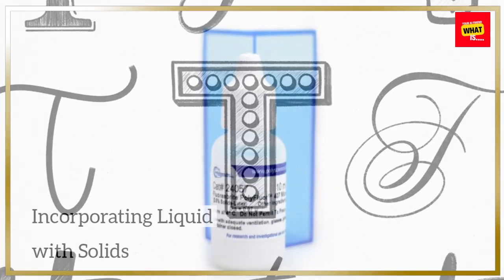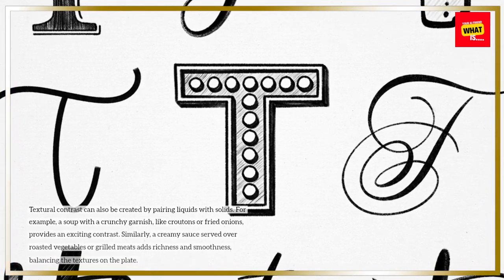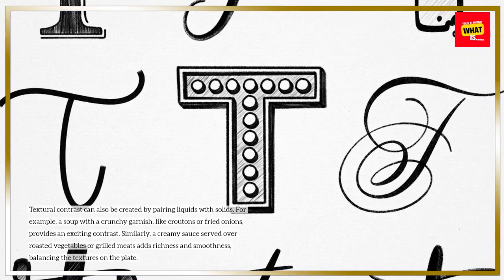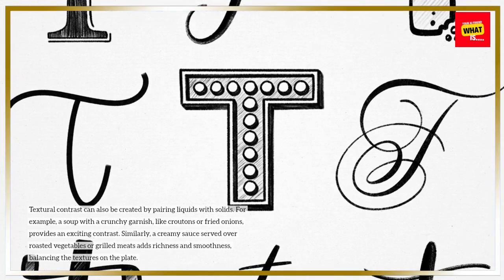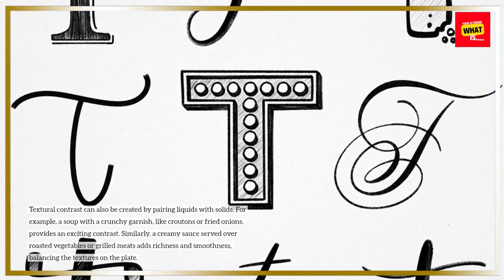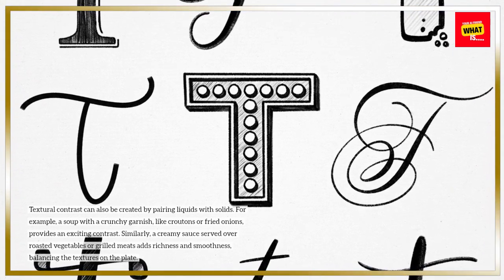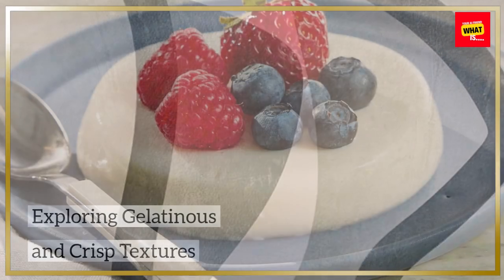Incorporating liquid with solids. Textural contrast can also be created by pairing liquids with solids. For example, a soup with a crunchy garnish, like croutons or fried onions, provides an exciting contrast. Similarly, a creamy sauce served over roasted vegetables or grilled meats adds richness and smoothness, balancing the textures on the plate.